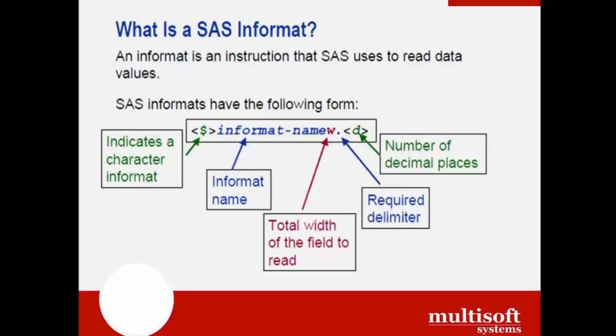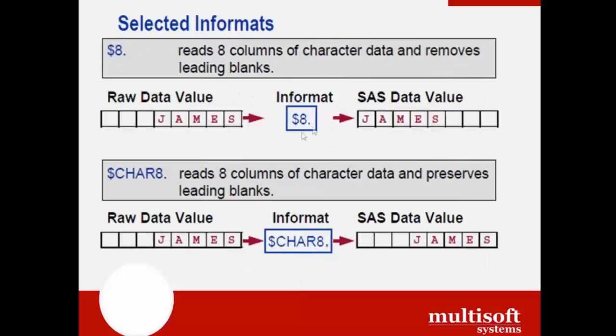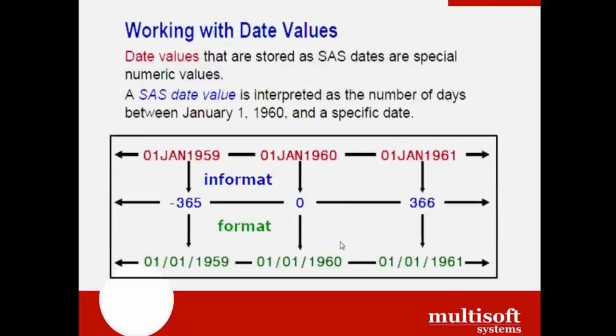So here you can see we have the values. We have 8.0, so 8.0 will be present like this. 8.2 will be present like this. Here we have $8., so the leading space will be converted to trailing. And here we have $char8., so the leading space will be preserved. Comma7. and mmddyy8. So these are all specific values.